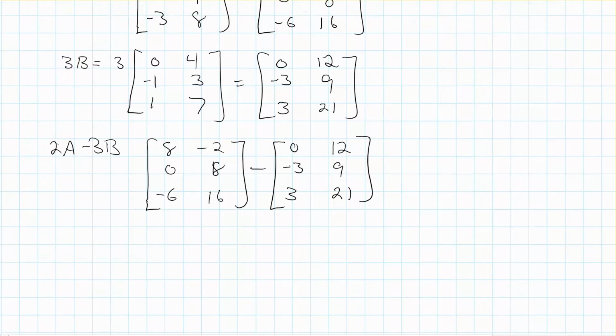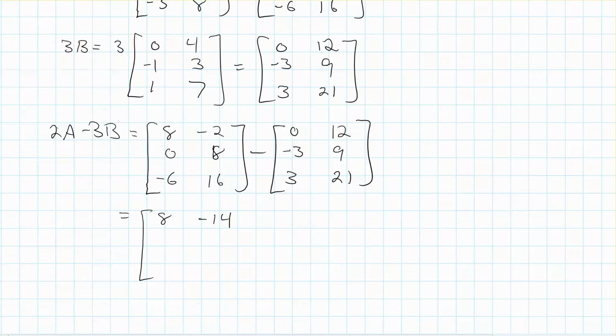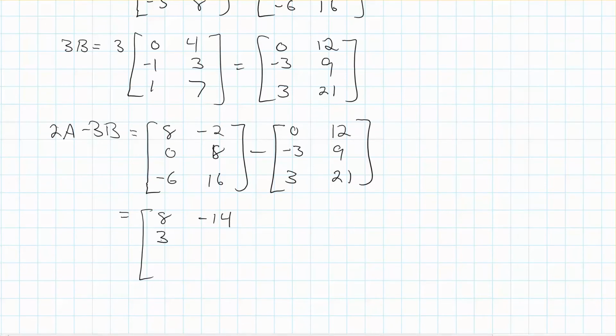Now, the only thing we have to be careful of here is, of course, our signs when we're subtracting. 8 minus 0, well, that's easy enough. That's just 8. Negative 2 minus 12, negative 14. 0 minus negative 3 would be 0 plus 3, so that's 3. 8 minus 9, negative 1. Negative 6 minus 3, negative 9. And then 16 minus 21, which is negative 5. So not difficult, just stuff though that we have to be a little bit careful with.